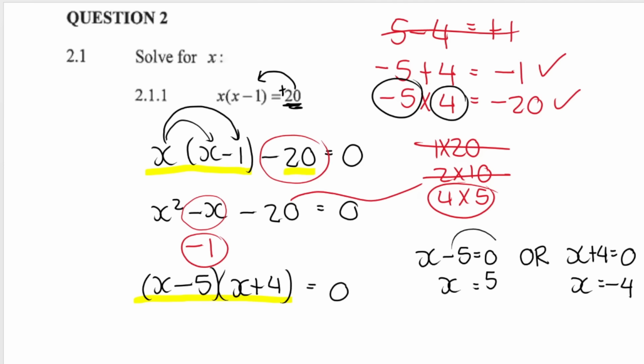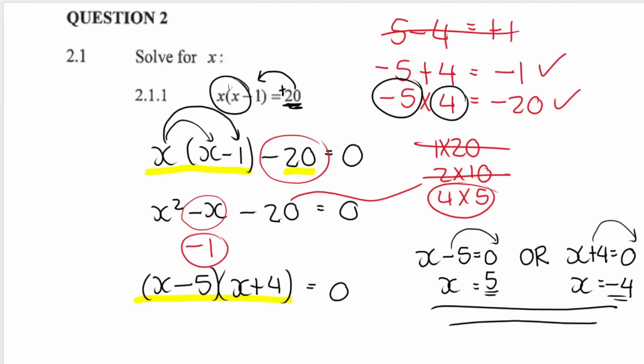Remember, the minus 5 comes over, it becomes plus 5. The plus 4 comes over, it becomes minus 4. So we have 2 solutions, which we predicted in the beginning because of the x squared.